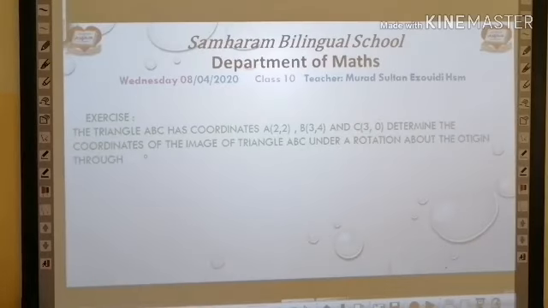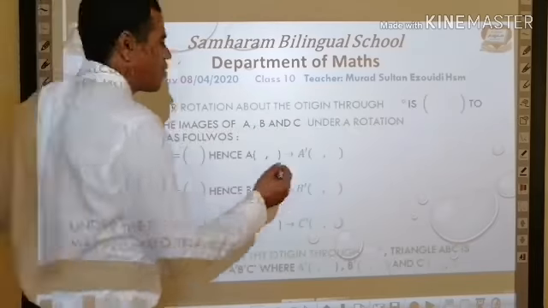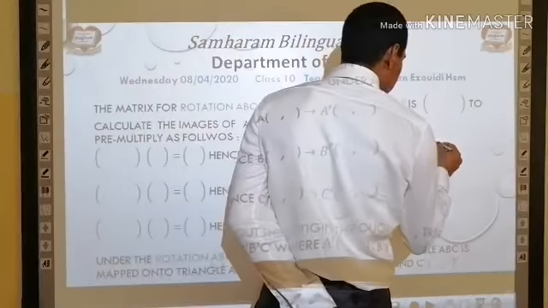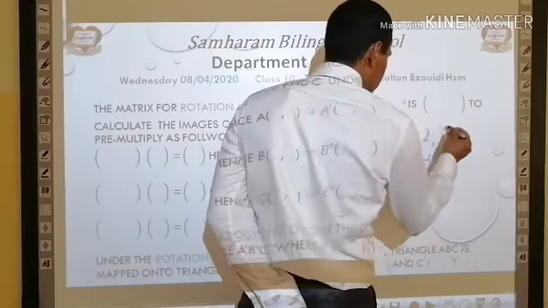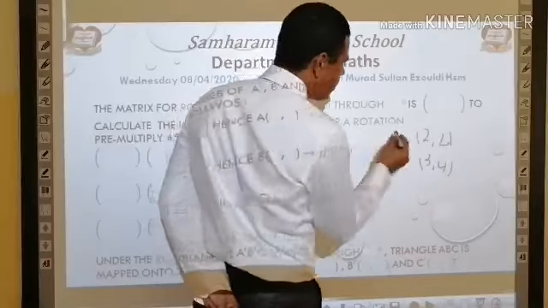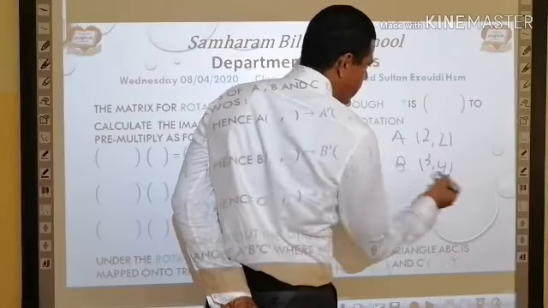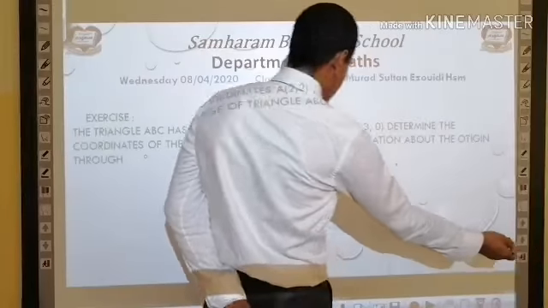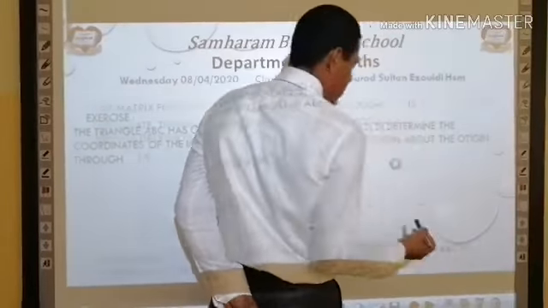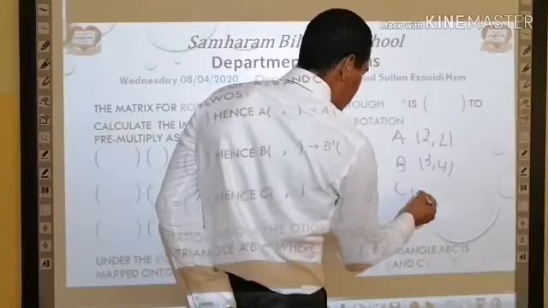The next, enabling exercises. Here we have triangle ABC with coordinates 2, 2, 3, 4, 3, 0. This is A, 2, 2, this is B, 3, 4, and this one, my kids, is C, 3, 0.